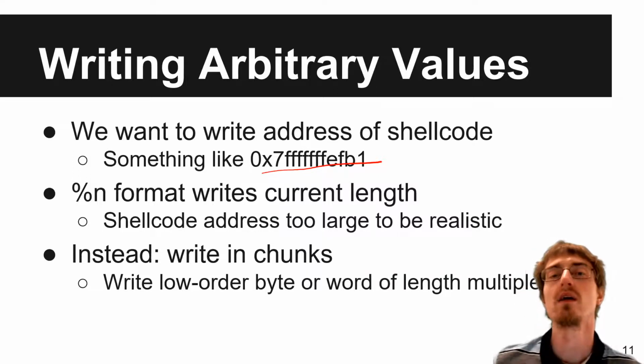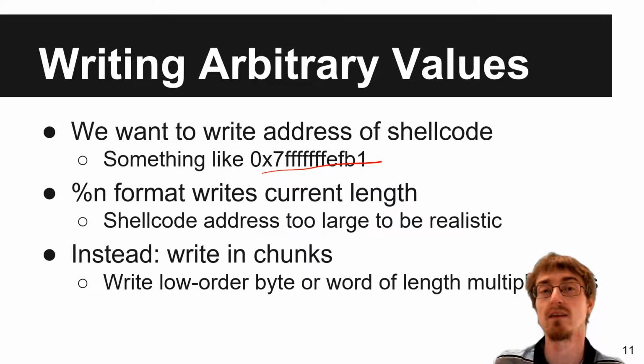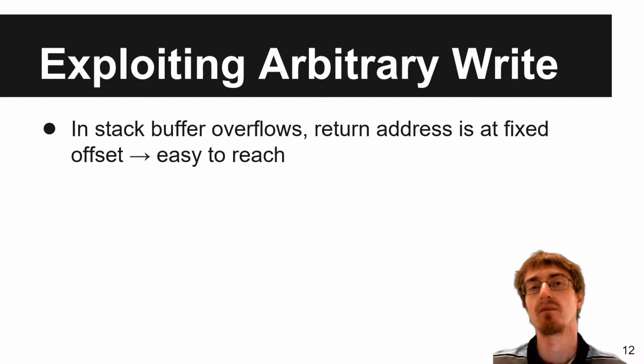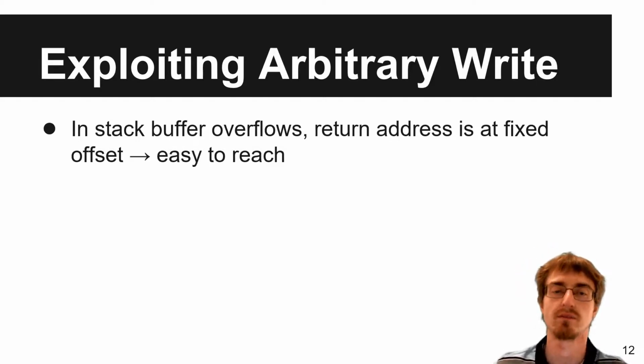Now what do we do? We first write the lowest order byte, or lowest order 2 bytes, by having the length modulo 2 to the power n be equal to the number that we want to write. And then we separately write the other parts of the output. By doing this, we can use multiple steps, and we don't need to have such a large number as a length. We have now seen some idea of how to use the format string vulnerability to create an arbitrary write, and we've seen an example of how to exploit it.